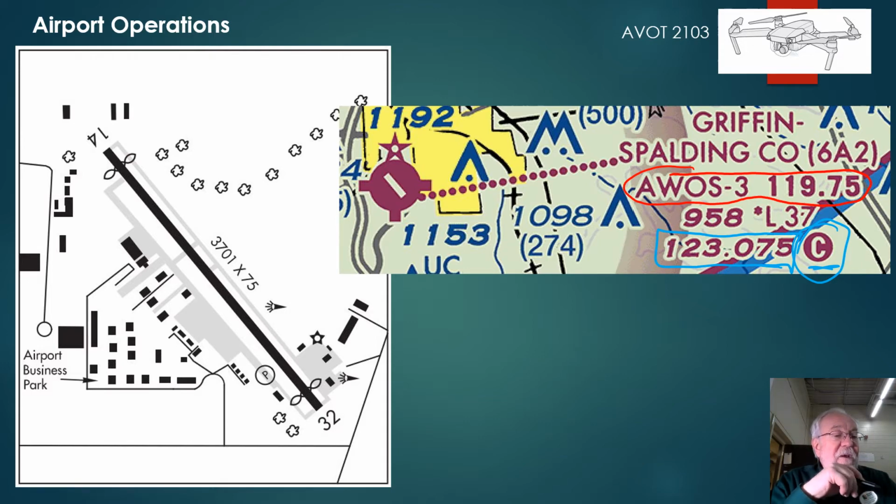When he gets about 10 miles out, he calls to let Griffin traffic know, anybody else in the area. He'll say something like this. He'll say, Griffin traffic, Cessna 123 Foxtrot Yankee, 10 miles east of the airport, landing runway 32, Griffin traffic. So he's given anybody that's in the area that might be listening on that frequency, including you as a remote pilot, the knowledge that this guy is 10 miles east of the airport. He's intending to land on runway 32.